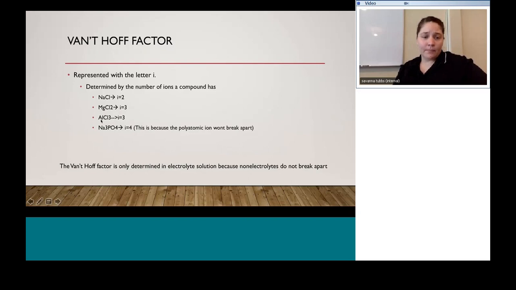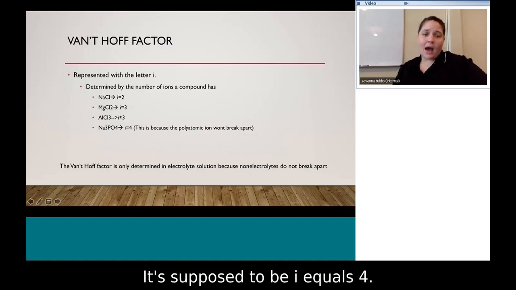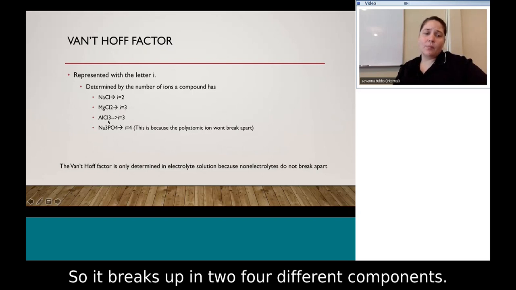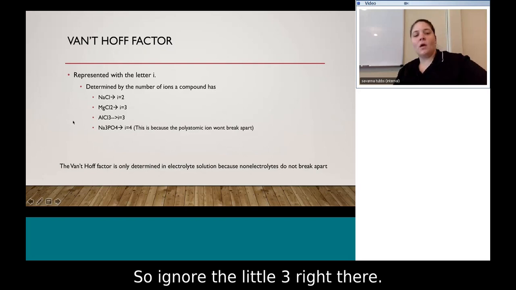AlCl3, sorry, I made a mistake. It's supposed to be i equals 4. So it breaks up into 4 different components. So ignore the little 3 right there.